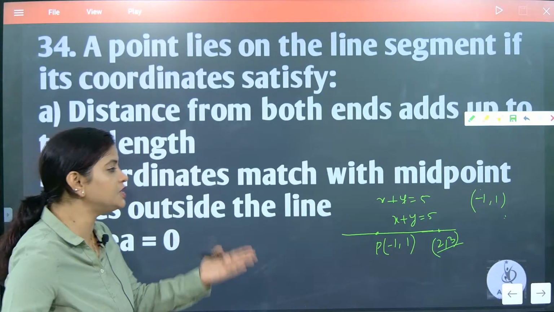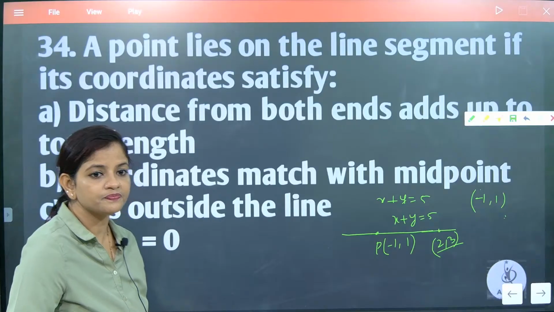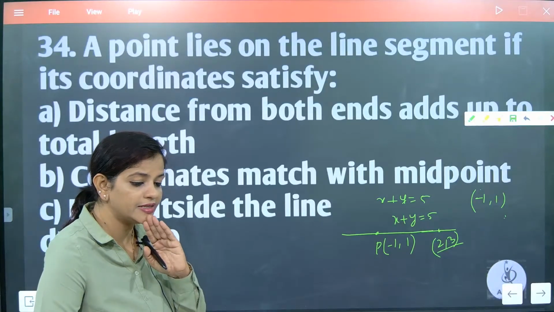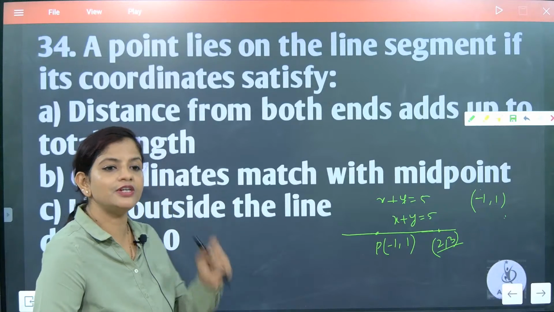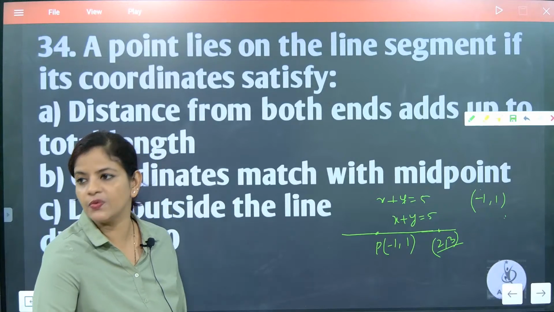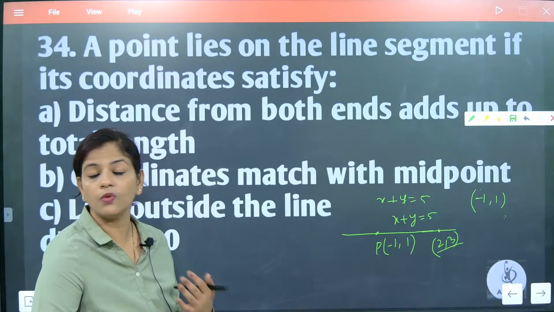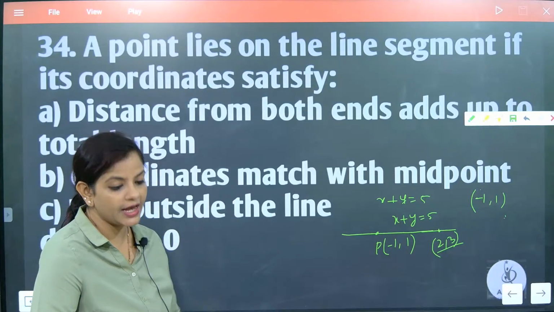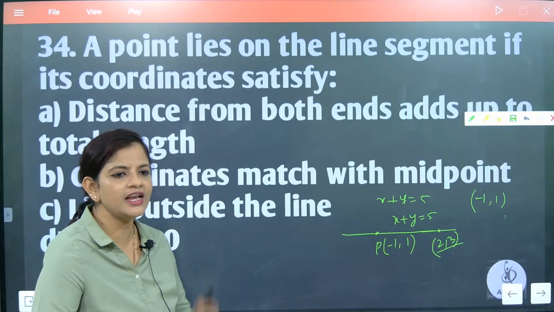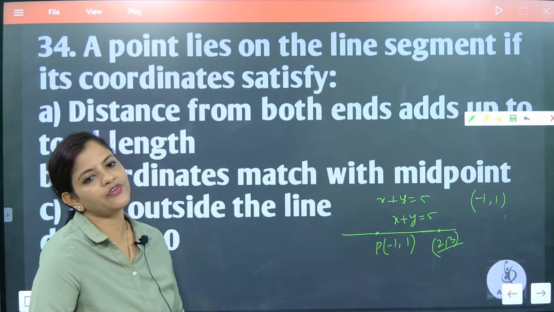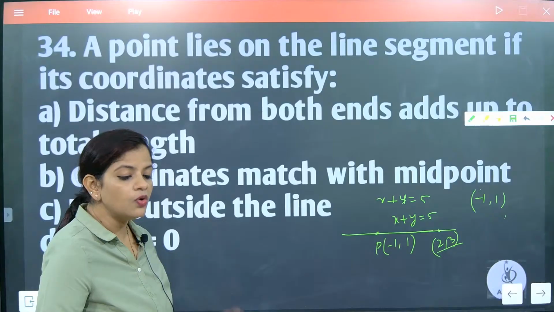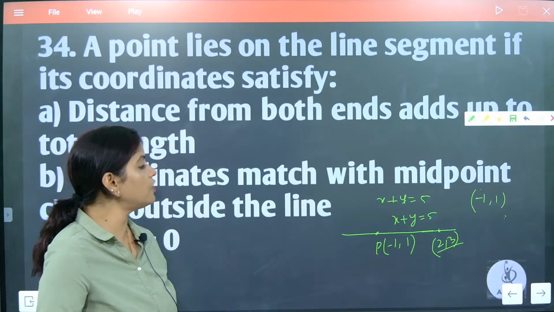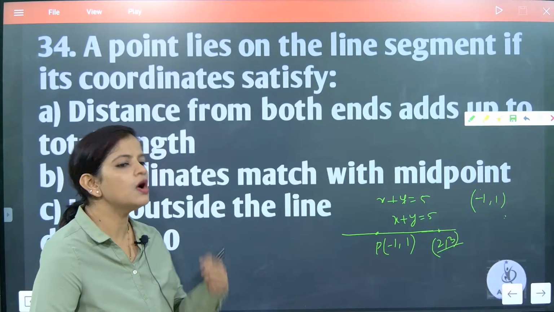Once I am substituting the points... Sai, are you understanding? What I am explaining is a very important part: if any point is present on a line, it will satisfy the equation of a line. What is the meaning of satisfying the equation of a line? It means LHS will be equal to RHS.